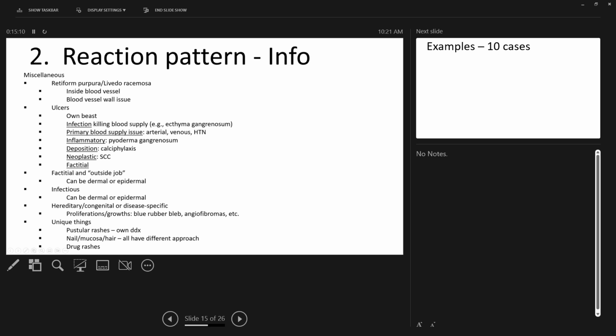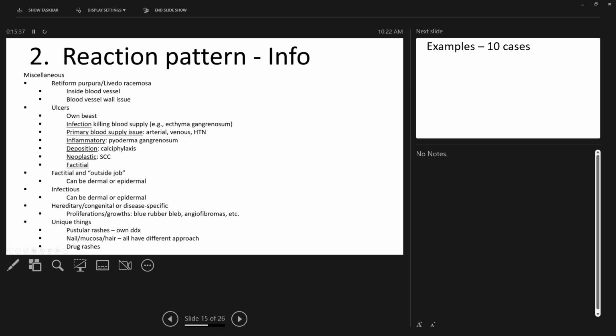Again, we can make a completely separate in-depth video on ulcers, but I want you to know this is its own reaction pattern. I want you to know that you don't have to be intimidated by it. There's a way to attack it. So moving on, factitial, an outside job, is its own complete reaction pattern. If you see these geometric, weirdly shaped, non-responsive dermatoses, you have to think about these because they can be both epidermal and dermal in origin.